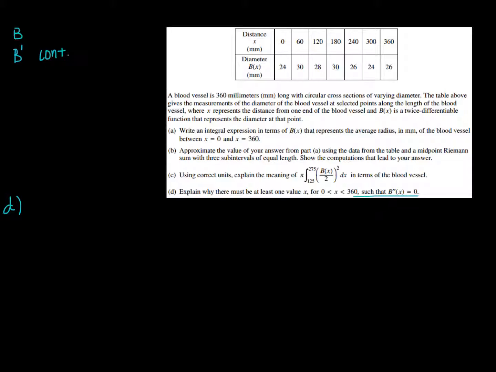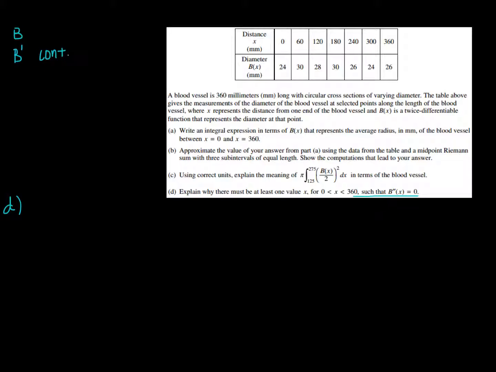B double prime is the derivative of B prime. Okay? And so what we're showing is that the rate at which B prime is changing at some point has to be 0. And when you think of theorems that tell you something about an instantaneous rate of change, you want to think first and foremost about the mean value theorem. The mean value theorem says that if you can show that the average rate of change on an interval is some value, then at some point on that interval, the instantaneous rate of change will have that exact value, as long as my function is continuous.